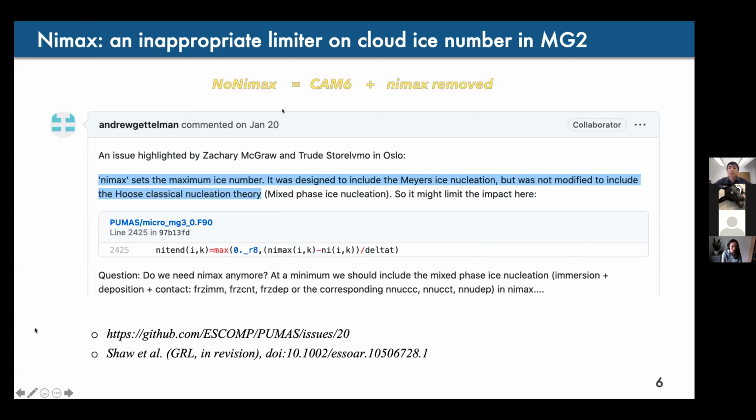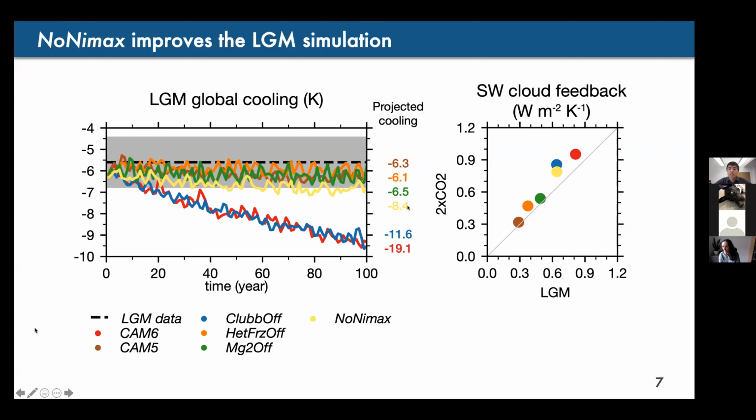So in light of that, we performed an additional configuration. We call it no NiMax. So everything standard CSM2 CAM6, but with this limiter removed. That gives us this yellow result. You see that compared to CSM2 CAM6, we have weaker shortwave cloud feedback. As a result, the simulated LGM cooling is also much reduced. So this is a very big improvement. And if you calculate the projected LGM cooling, again using linear regression, so still, this is not ideal.